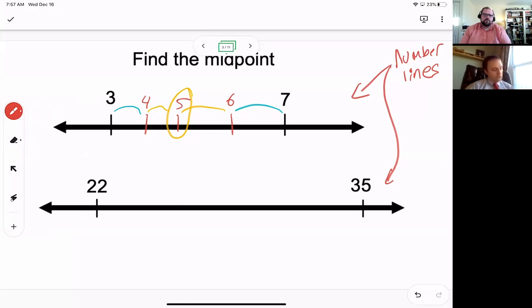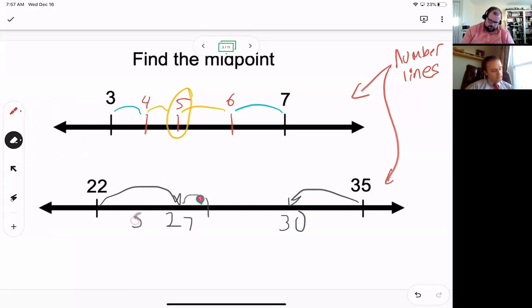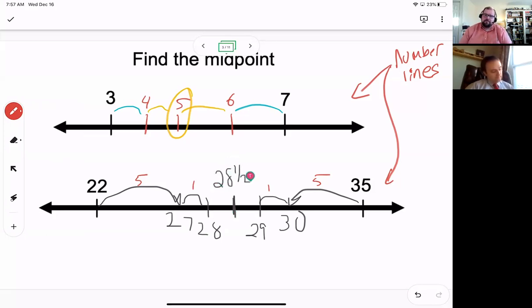So 22 to 35. What if I go like a jump of 5? So that'll be 27, and a jump of 5, that'll be 30. And then 27, 28, 29. Oh, so I have to go in between those. So that's 28 and a half. Yeah. That will be in the middle.